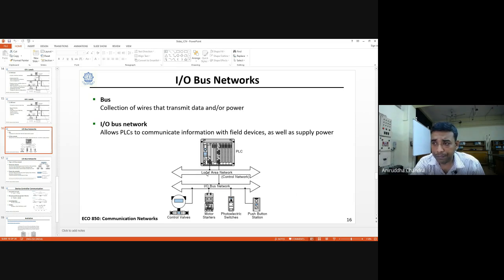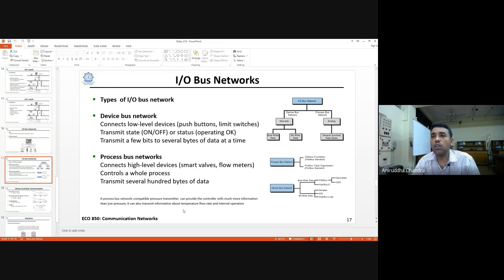So the PLC is communicating through the local area network as well as the IO bus network. It directly controls these things with the IO bus network, whereas these PLCs communicate among themselves through this local area network. Now, these IO bus networks have evolved a lot.